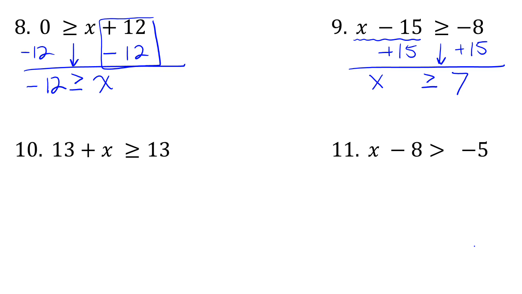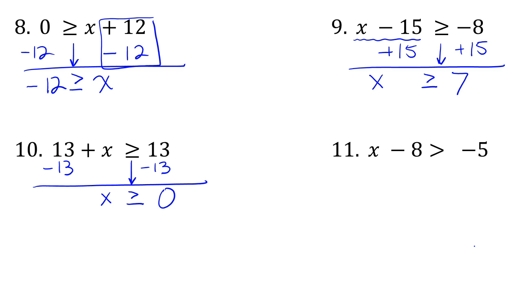Question number 10. 13 plus x is greater than or equal to 13. So to get x by itself, we have to take away 13 from both sides of our inequality. We bring our variable down, which is x. We bring our inequality sign down, greater than or equal to. And 13 plus a negative 13 gives us 0.